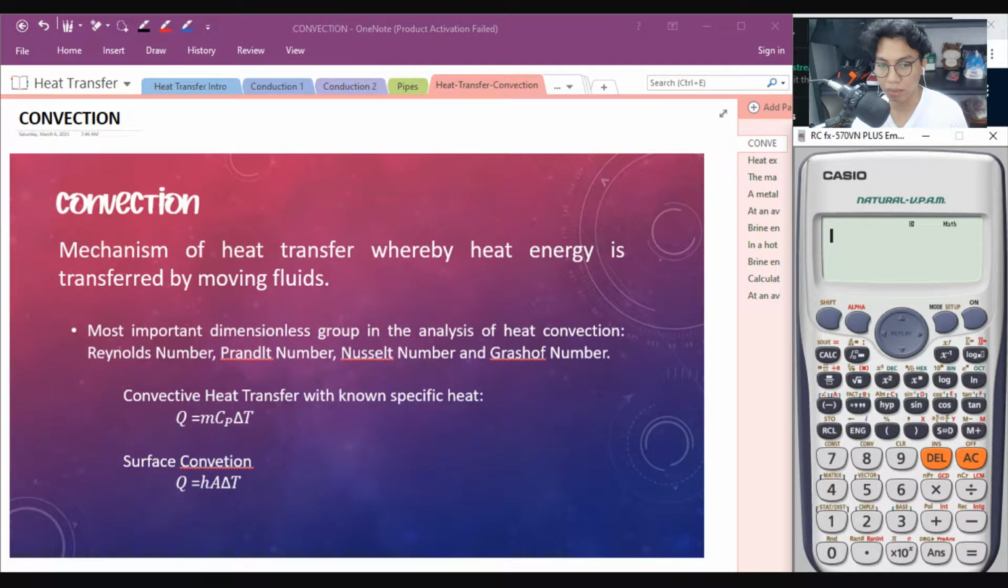And good afternoon. So we'll go with another topic for heat transfer, convection. Very short lang naman at sinamarize ko na yung kanyang gagamiting mga formula and equation.